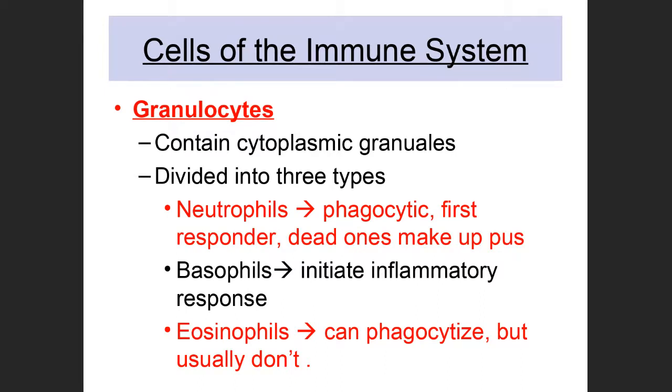As far as the white blood cells, neutrophils are phagocytes, and they're also what we call the first responders. These are the first cells that arrive at an area of infection. They begin to eat up the bacteria, they die, and they create pus. So pus is made by these dead neutrophils. Basophils are not phagocytic cells. These are cells that initiate the inflammatory response. Eosinophils could be phagocytic cells. Typically, they are not. Typically, they are anti-inflammatory cells.